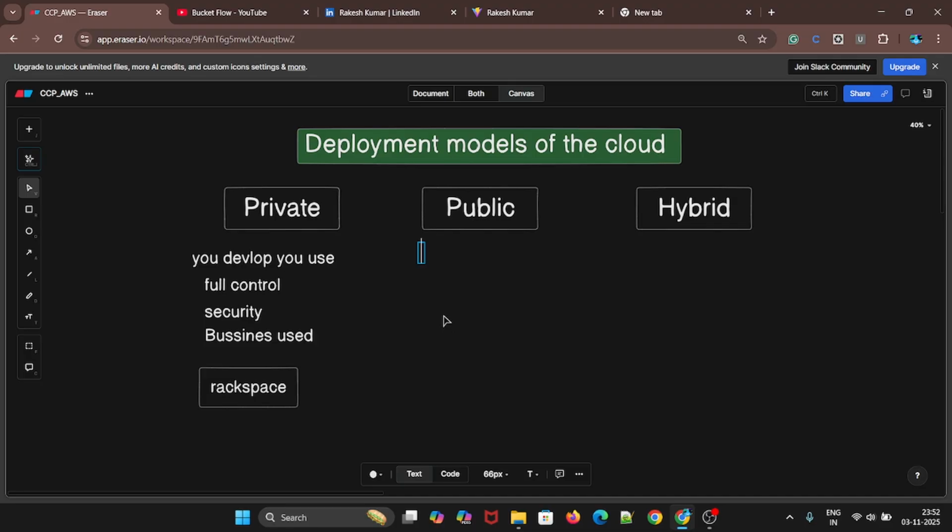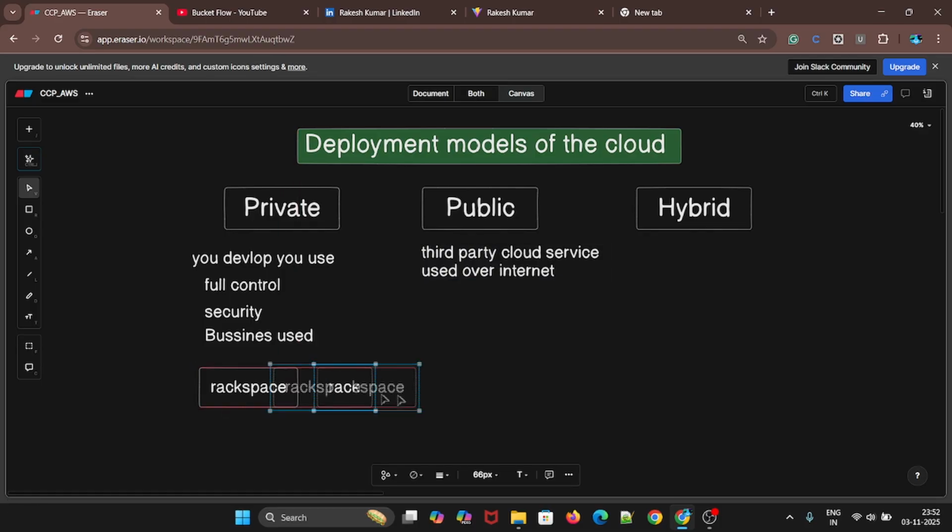So if I give the definition, it is a third-party cloud service used over the internet. And for examples of public cloud, we have AWS, GCP, and Azure. A few more are there, but these are the dominant ones.